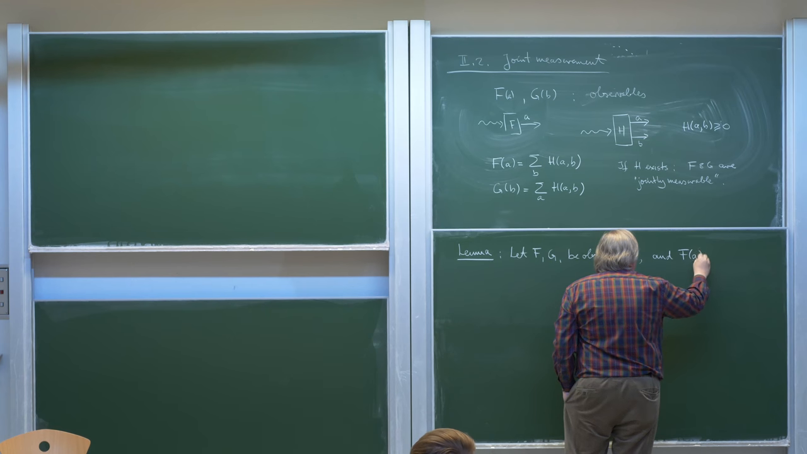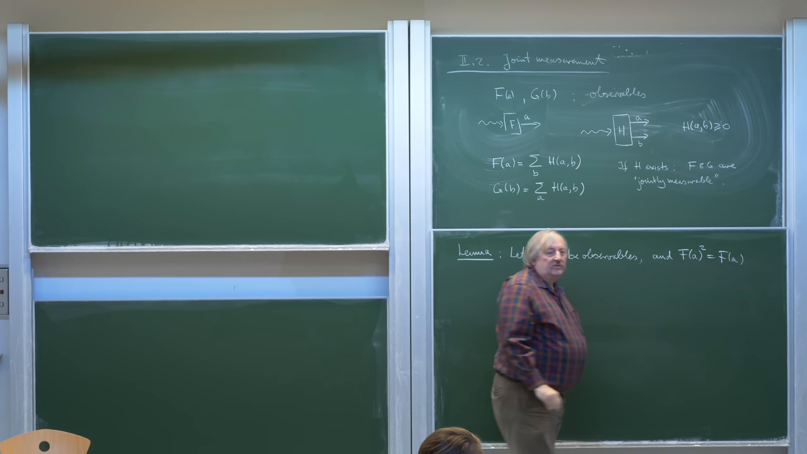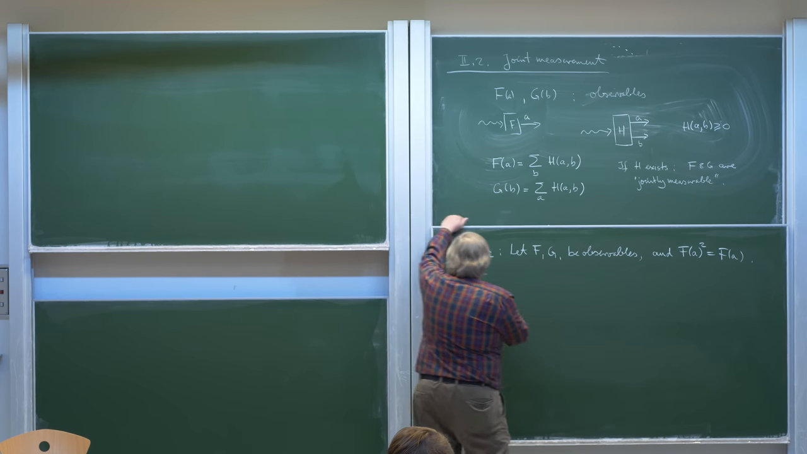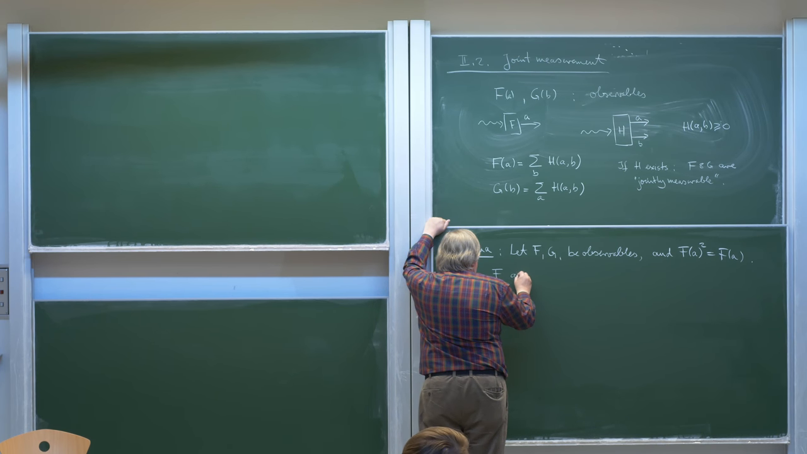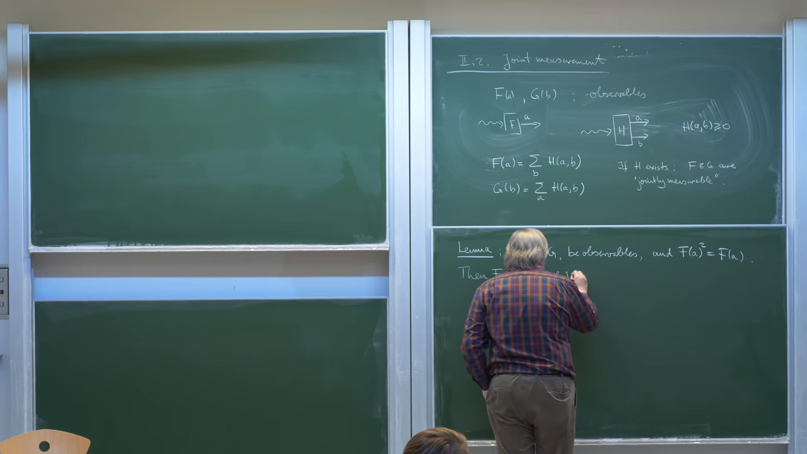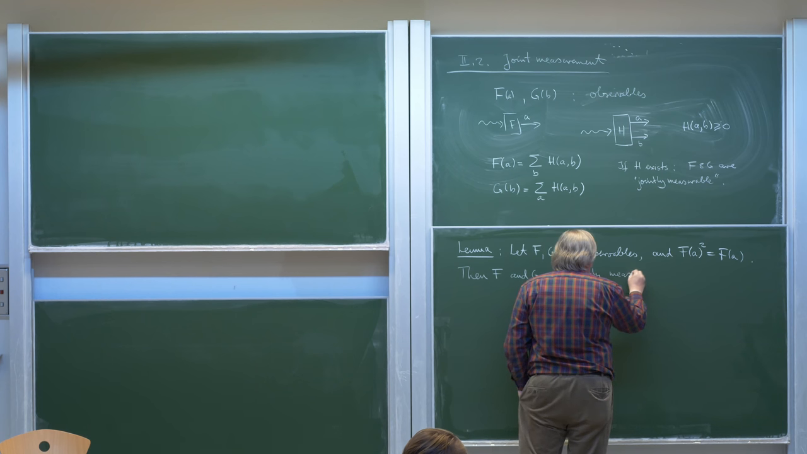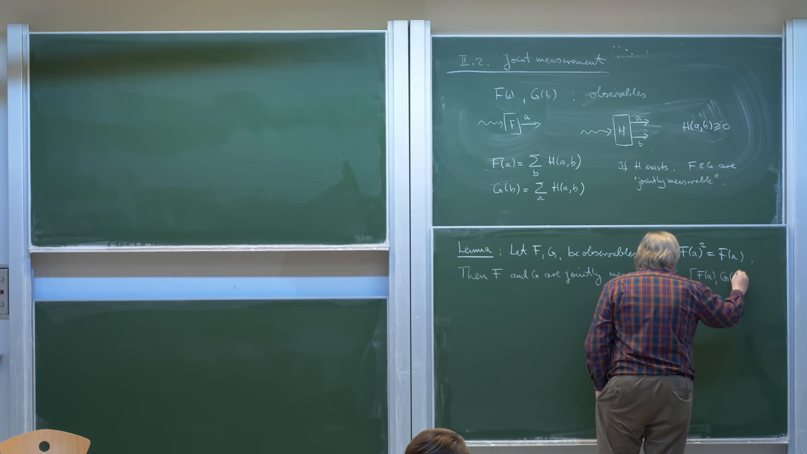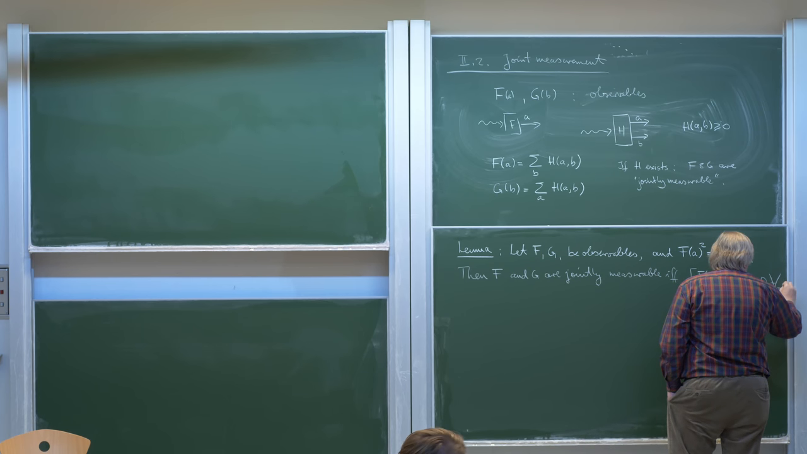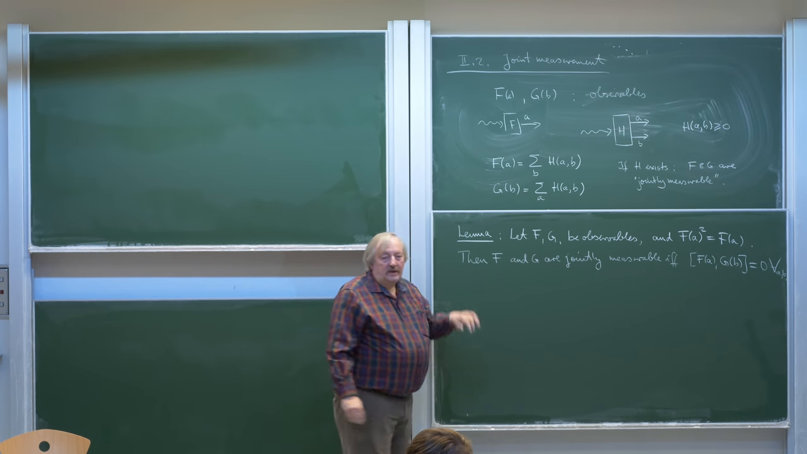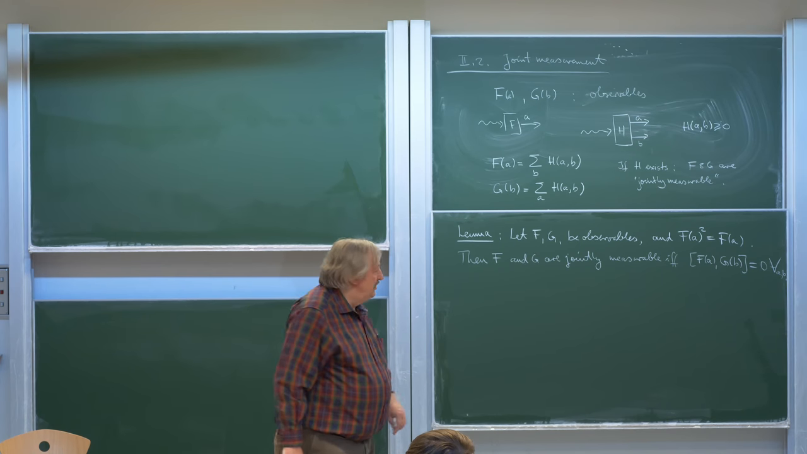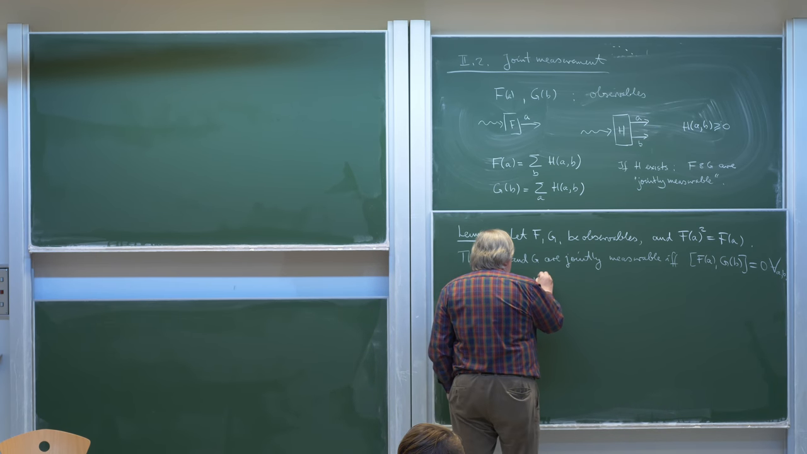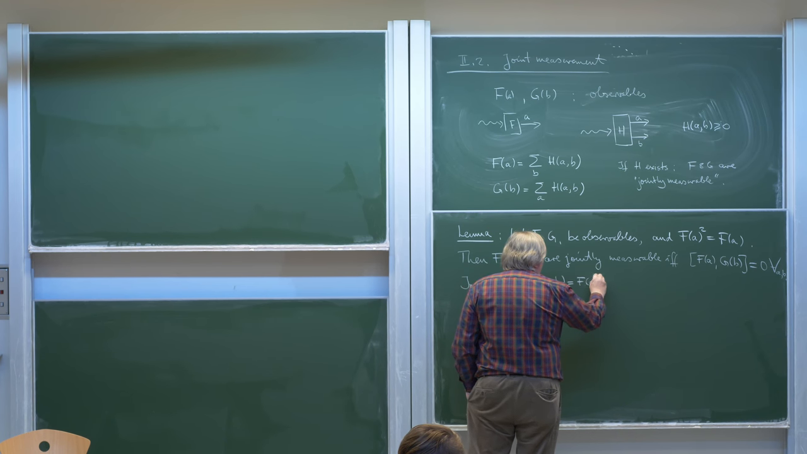So one of them is actually projection valued. That's what I'm saying here. Then F and G are jointly measurable if the commutator of F of A and G of B is 0 for all A, B. So commutation implies the joint measurability, and in that case, H is actually uniquely determined as F of A times G of B.